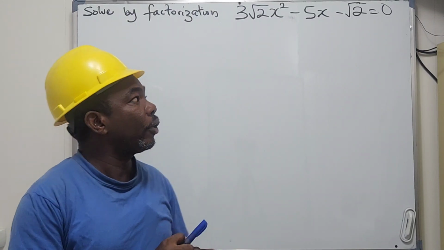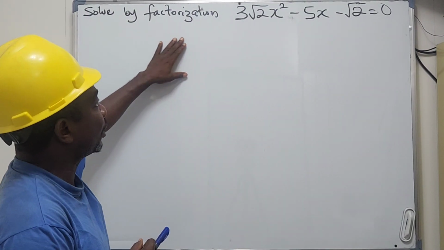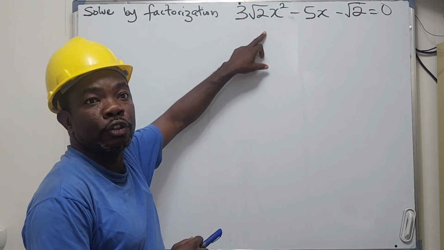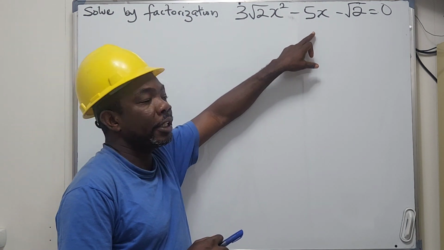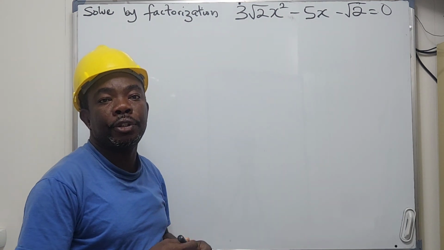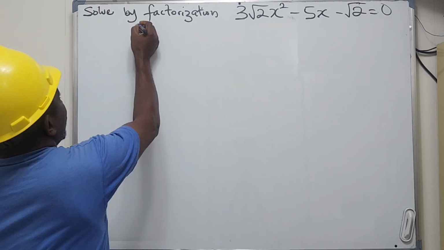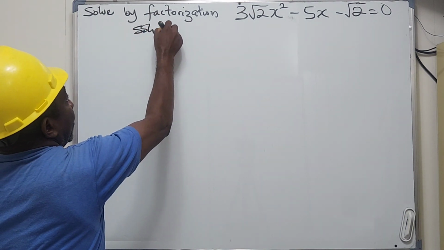For today, we're looking at this question. It says, solve by factorization 3 root 2 x to the power of 2 minus 5x minus root 2 equals to 0. So we are going to solve this equation by factorization method.